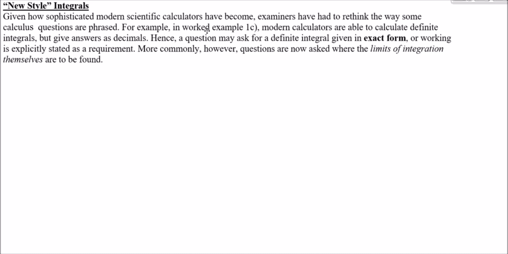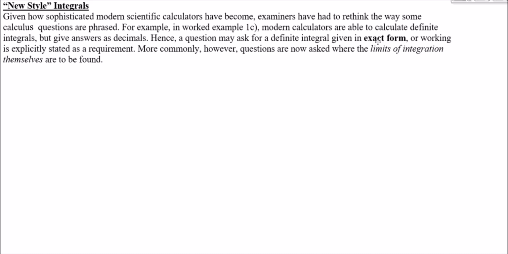So for example, in worked example 1C we did, modern calculators would be able to calculate the definite integral, but the answer would be given as decimals. So the examiner gets around this often by asking you for a definite integral in exact form, because the calculator will spit out a decimal. I'm going to show you how the calculator can work as a checking tool in a moment.